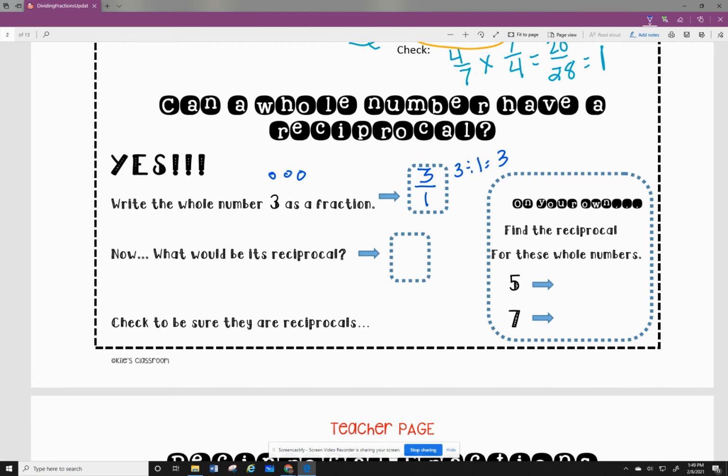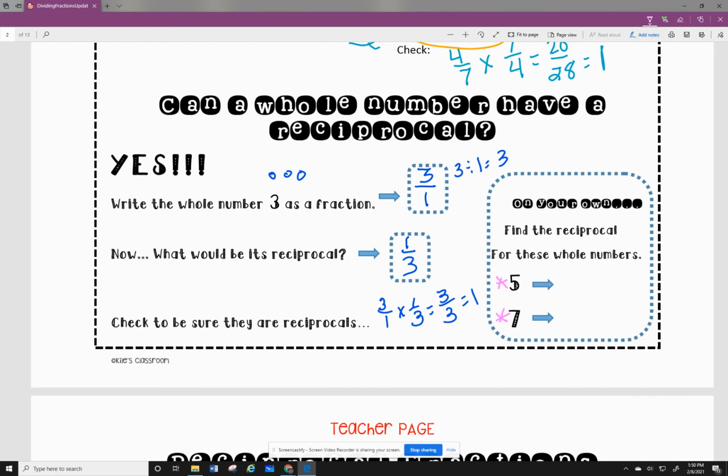Now, if I want to write the reciprocal for 3, I'm going to simply flip my fraction. 3 over 1 becomes 1 over 3. And that is the reciprocal fraction. I can check my math. 3 over 1 times 1 over 3 equals 3 over 3 equals 1. Excellent. All right, now on your own, you have 2 numbers over here. Go ahead and find the reciprocal fractions for 5 and 7. Pause the video while you're doing that work, and then restart the video to come back and check your work with us.